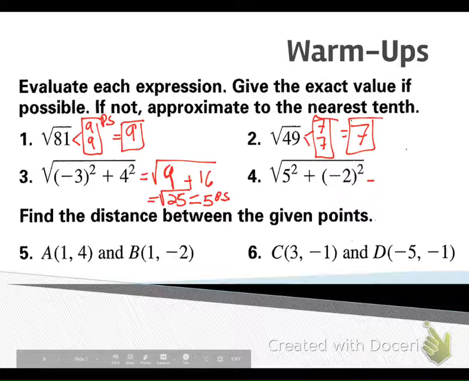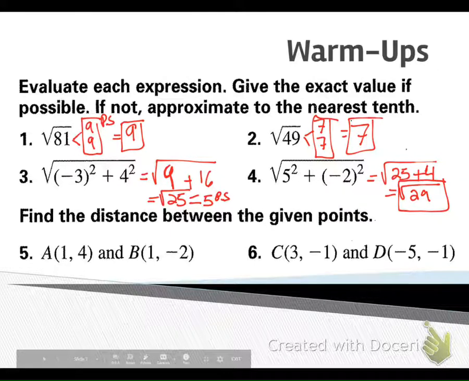And then after this, we have 5 squared, which is 25, plus negative 2 squared, which is 4. What is 25 plus 4? 29. Do you guys have any factors of 29 that you know? Probably not. Square root of 29.